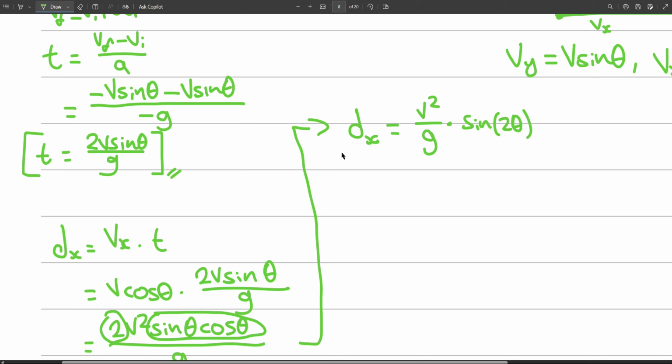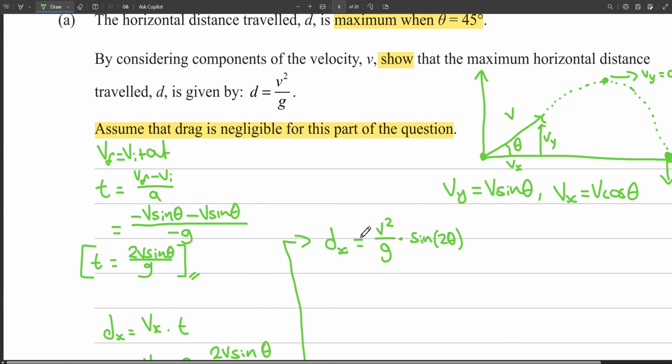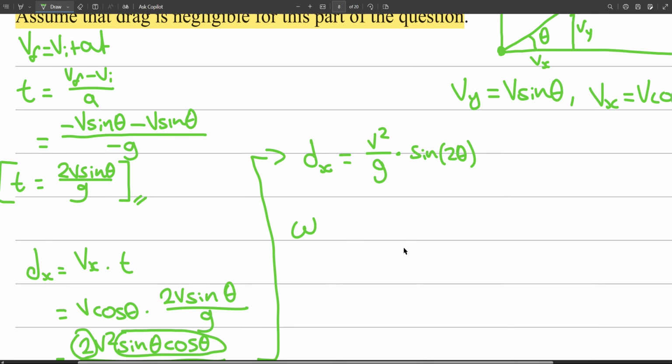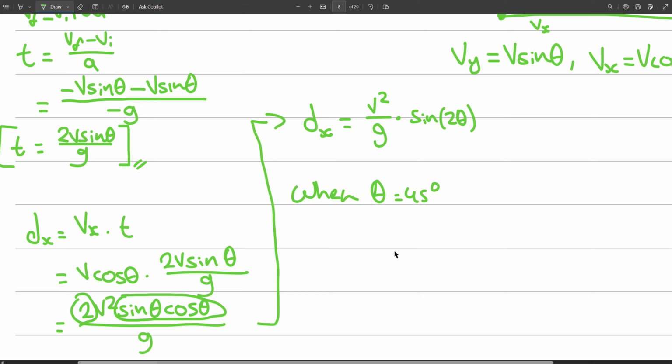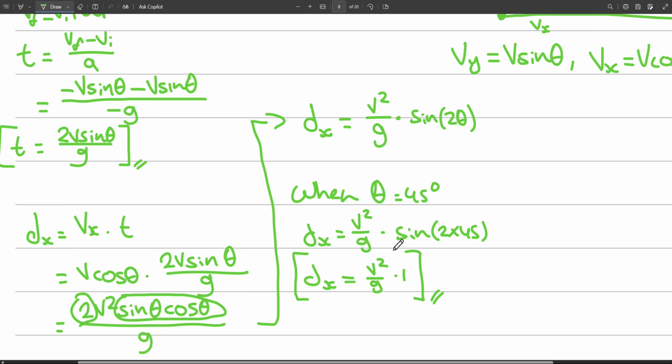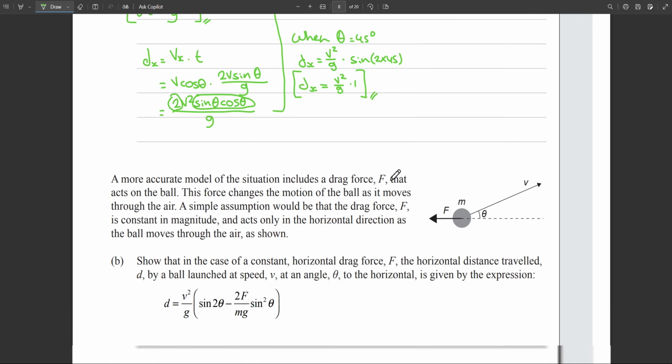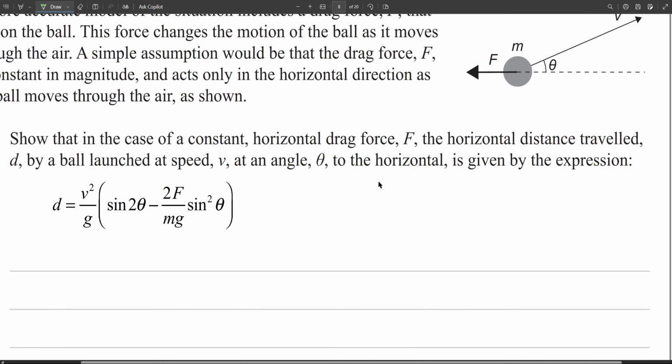And now they want us to find maximum horizontal distance, and that occurs when theta is 45. So let's just write when theta equals 45 degrees, dx is equal to v squared on g times sine of 2 times 45. Simplifying this gives dx equals v squared on g times 1 because sine of 90 degrees is 1. And therefore, that is this first question proved and shown. So yeah, let's move to the next one.